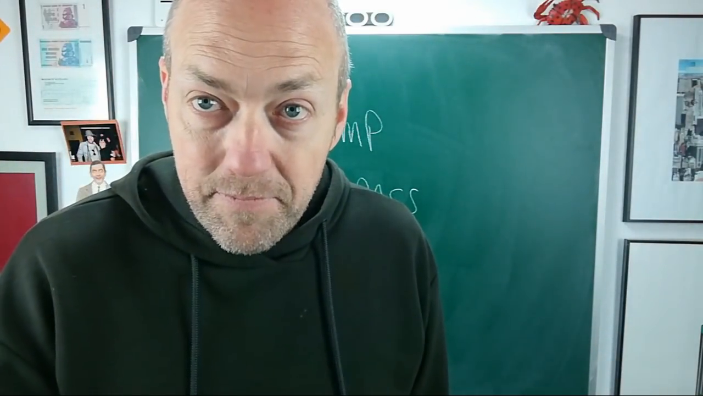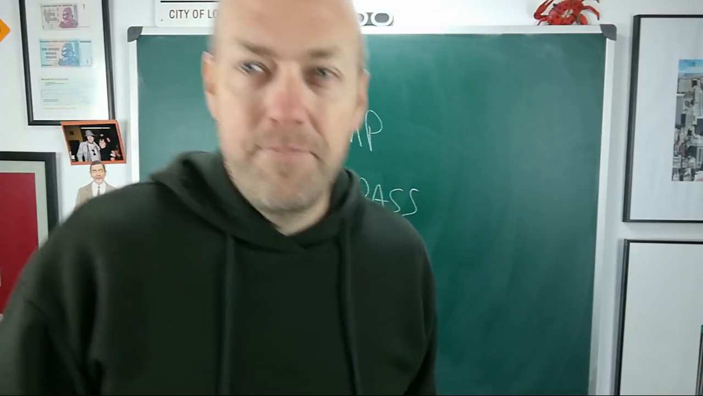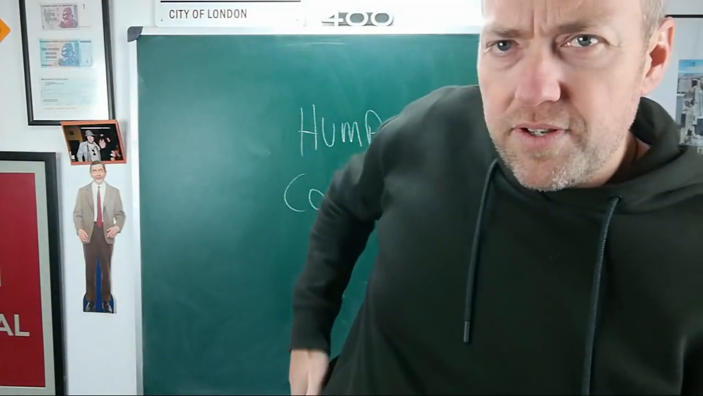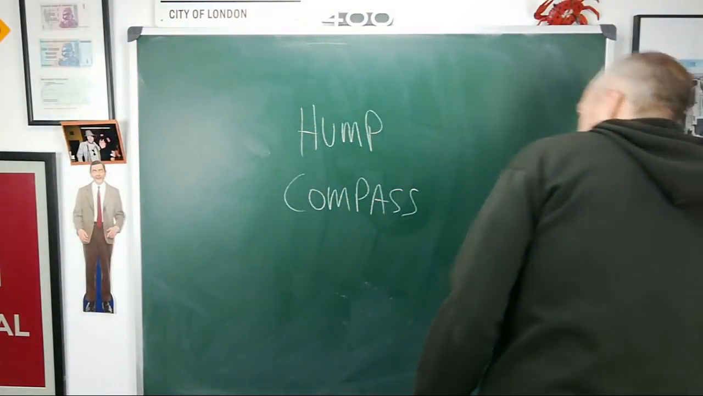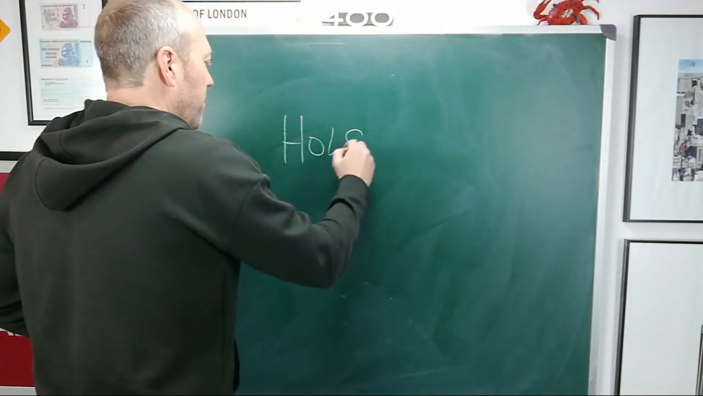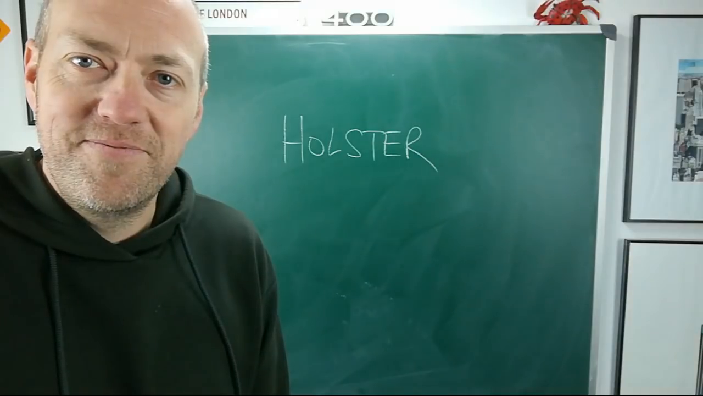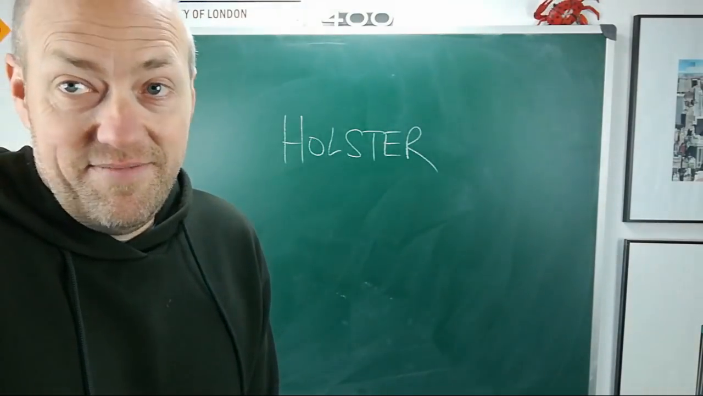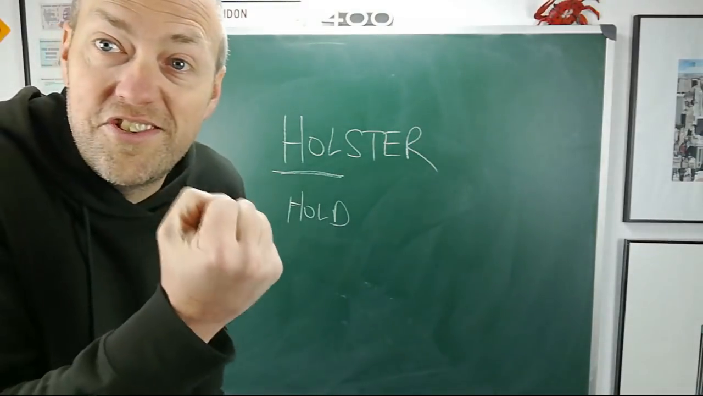What is the name of a leather case for a gun? What's the name of the thing where you put your gun here? Or maybe if you're in the FBI, you put your gun in here, no? Wow, Vladimir and Adam, that's seriously fast. Seriously fast. The answer is holster. Yeah. And I think the origin is obvious, no? Because it holds the gun.